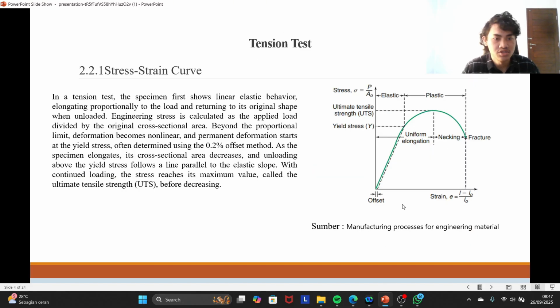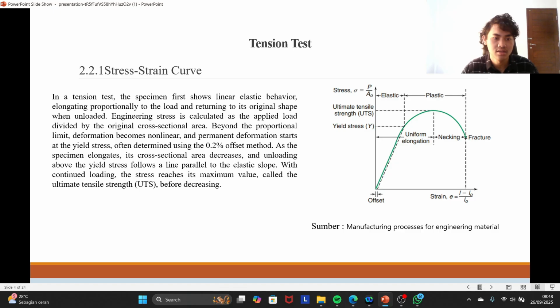Next slide is the stress-strain curve. In a tension test, the specimen first shows linear elastic behavior, elongating proportionally to the load and returning to its original shape when unloaded. Engineering stress is calculated as the applied load divided by the original cross-sectional area. Beyond the proportional limit, deformation becomes nonlinear and permanent.